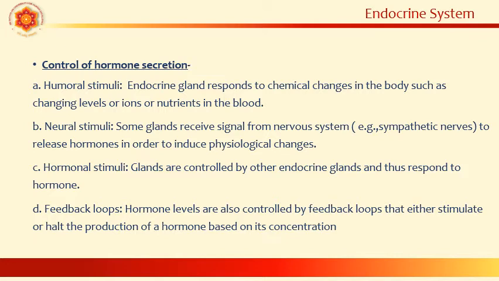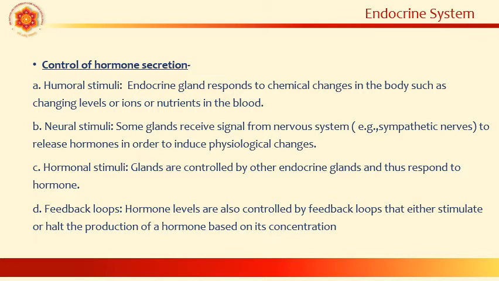Control of hormone secretion. Hormonal glands respond to various chemical changes like changing level of ions or nutrients in the blood. This could be in response to the metabolic functions or to the environment. So the neural stimuli are those from the nervous system. The signals from the parasympathetic and sympathetic nervous system control the amount of hormonal secretion to induce physiological changes.